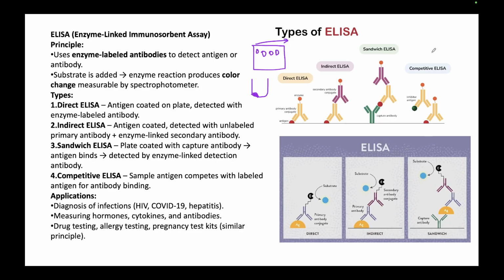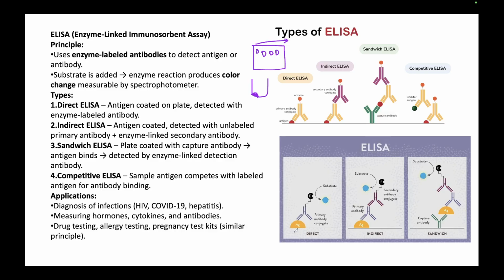Then there is a competitive ELISA. Okay, so you have an inhibitor and an antigen, and then you have this particular antigen, and then you'll see with the competition which one is able to bind. Okay, so there are these kinds. They help in the diagnosis of infection, for example HIV, COVID-19, measuring hormones and cytokines, drug testing, and everything. This is also showing the same thing.